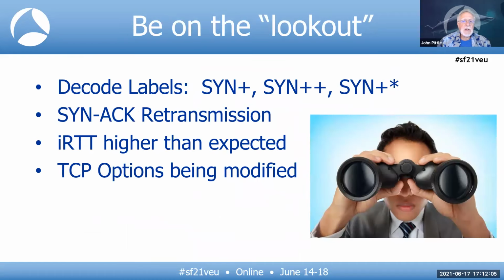So let's be on the lookout for some of the unique behavior. We're going to see some new decode labels that you may not have seen before. We'll talk about those. You're going to see a SYN ACK retransmission. We'll talk about that. You're going to see that the initial round trip time is higher than what you might expect. We'll explain that. And we're going to see some TCP options being modified along the path. We'll take a look at that.